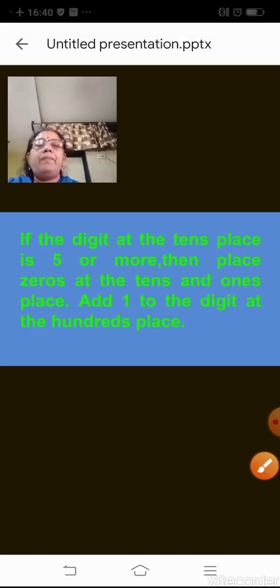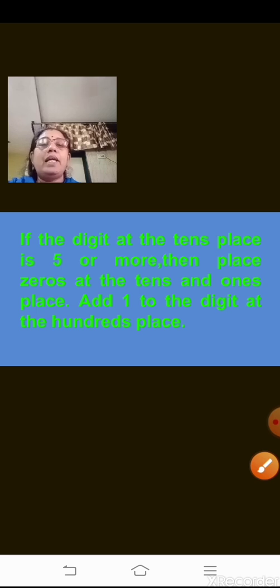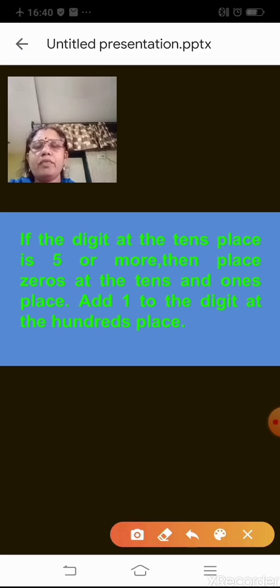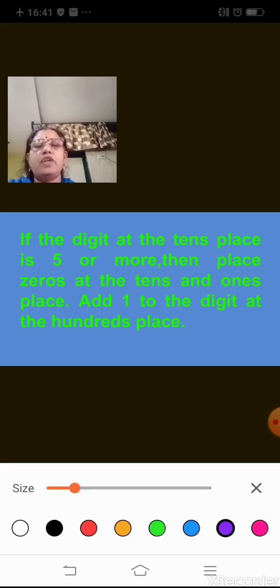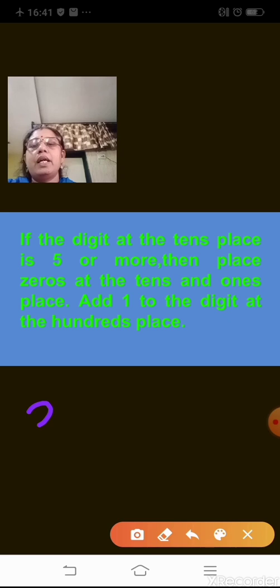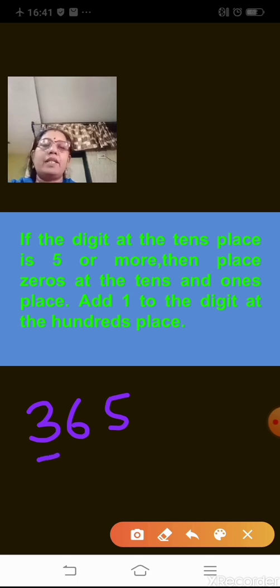At the same time, if the digit at the tens place is 5 or more, suppose instead of 325, I take the number 365. That means more than 5. Now which number do you have to round off? 3 in the hundreds place.